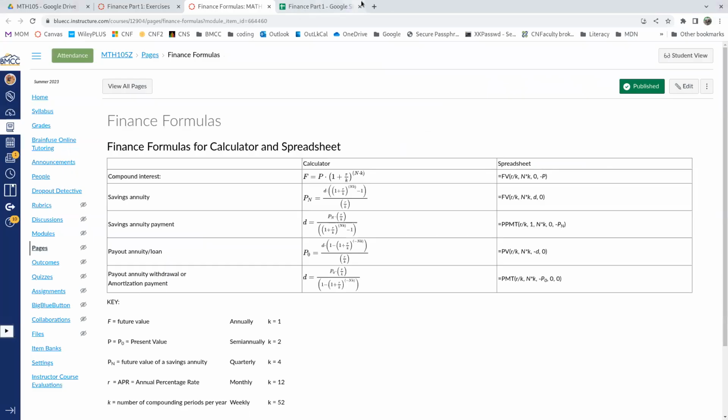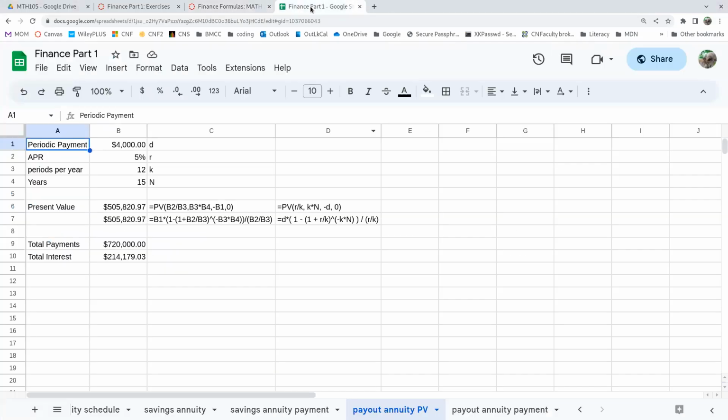I already have a spreadsheet pre-built for this. I'm just going to show you how I set it up. Like when we take notes on a piece of paper in a spreadsheet, you should always have a statement for what the number means. So here I'm saying the periodic payment is, in this case, I want it to be 3,000. My APR, or what we call R, 5%, it's already here, so that's cool. Number of periods per year, that would be the 12, that's our K, and we're going to do 10 years, not 15.